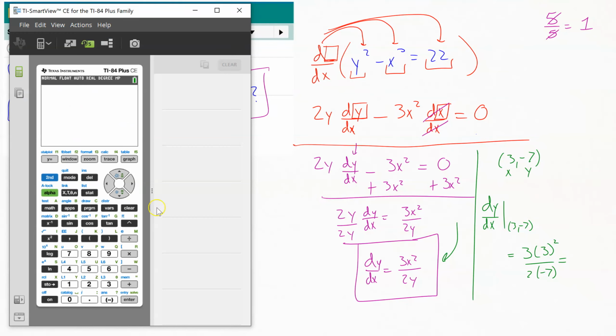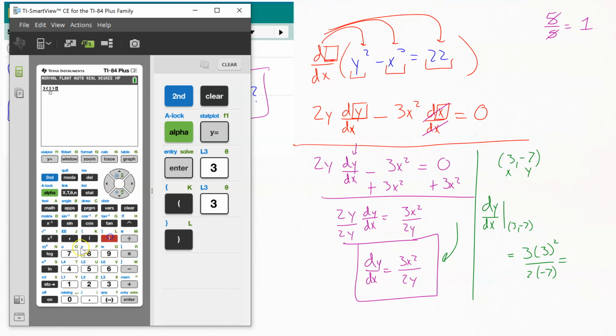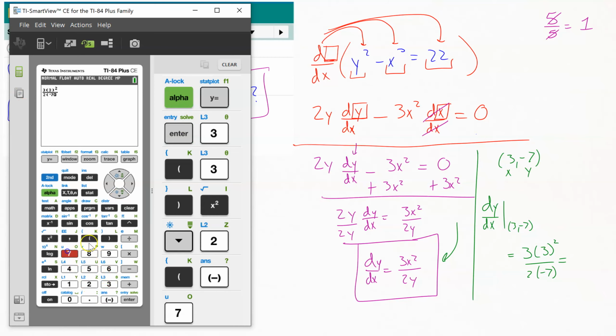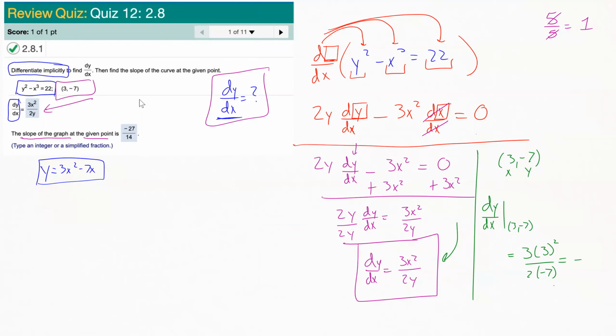So we go to a calculator. If you've got one of the newer calculators, not just a color one, but a newer one, you can hit, not second, but alpha and then y equals, and you'll see number 1 in that menu is the numerator denominator. Hit enter on that, and that'll split that up into a fraction for you. And so you can just type that in exactly how it looks right there. So 3 times 3 squared, and then over 2 parentheses negative 7. We go ahead and hit enter on that. And the nice thing about doing it that way is you can see it gives us a fractional answer. So negative 27 over 14. And what you'll notice on these is they talk to you specifically about an integer or a simplified fraction, which means they don't want decimals.